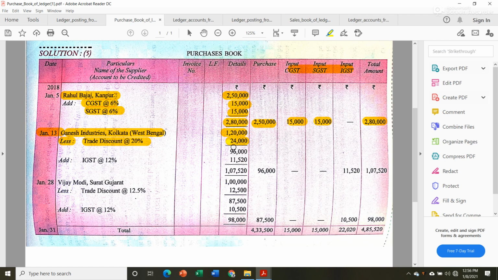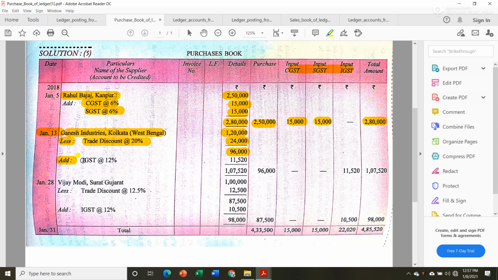Now you have to remember shortcuts. If you practically start calculating 20 divided by 100 into 1,20,000, it's going to take a lot of time. So in order to save your time, find out 10% of 1,20,000 at first. 1,20,000's 10% is simply cancel one last zero, so you will get 12,000. Then 20% will be 12,000's double, means 24,000. After deducting we got 96,000.